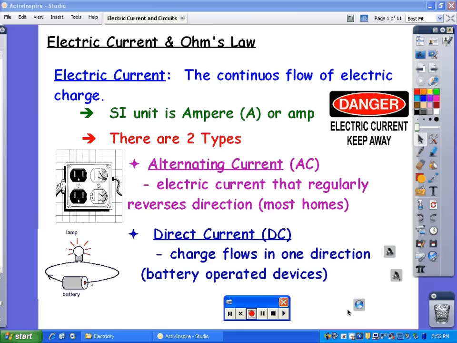Okay, welcome to the electric current and Ohm's law slash electrical circuits notes. I want to quickly review the notes that we've already done in class. Hopefully, this will help you in your preparations for the test.